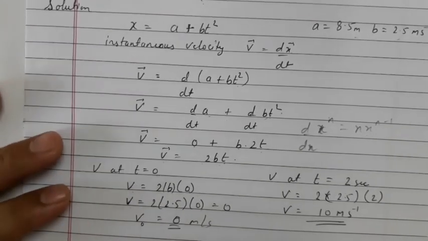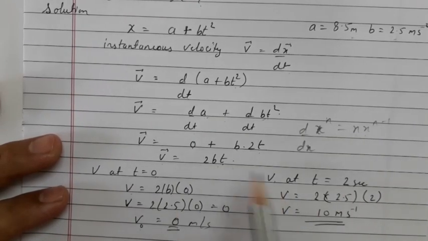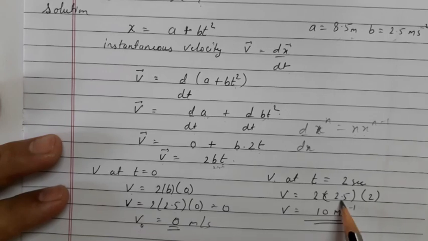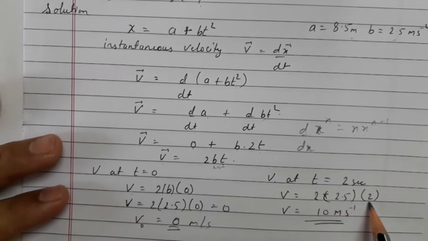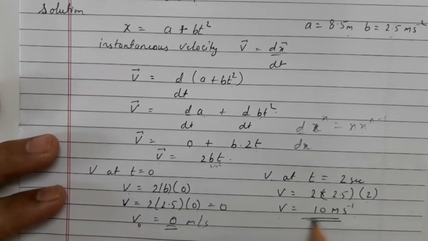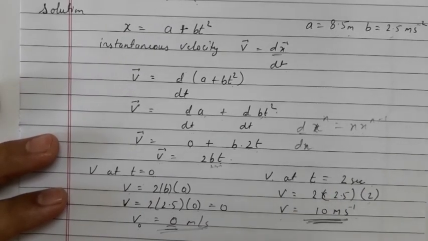Similarly, for velocity at t is equal to 2 second, we'll just substitute the value of b and t in this equation. The value of b is 2.5 and the value of t is 2, and hence we'll get v is equal to 10 meter per second. So these are the two instantaneous velocities at t is equal to 0 second and t is equal to 2 seconds. So this is our first part.